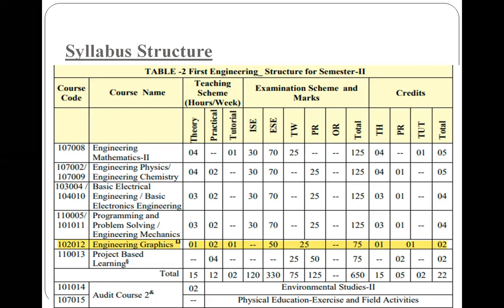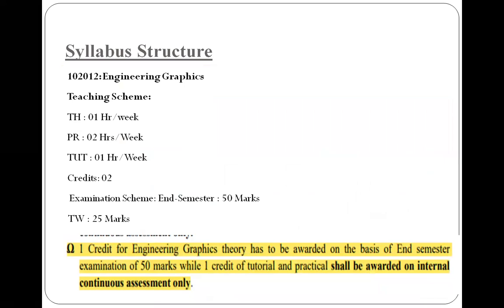Credit system: for theory, 1 credit; for practical, 1 credit. Total credit is 2. So the syllabus structure, as we discussed, is code 102012 engineering graphics. Teaching scheme: theory 1 hour per week, practical 2 hours per week, and tutorial 1 hour per week. Credit 2. No in-sem examination will be there. The end-sem examination carries 50 marks, and the term work is 25 marks.